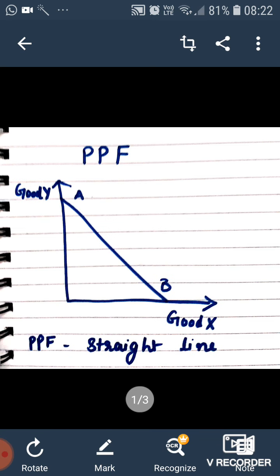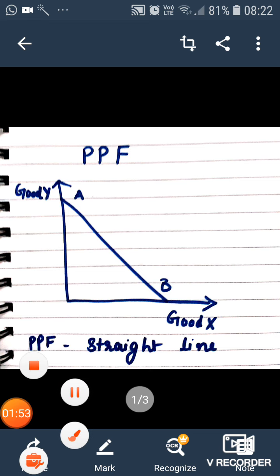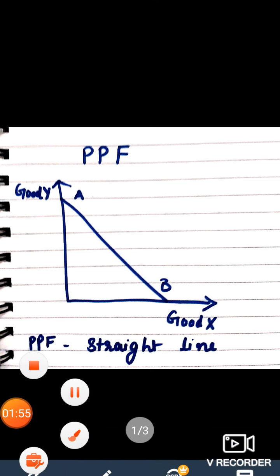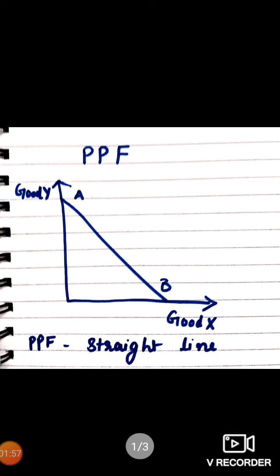So, we are saying that when the sacrifice is equal to the gain, each time we are increasing one additional unit of x, we are sacrificing an additional unit of y, only one unit of y. So let's see it further.